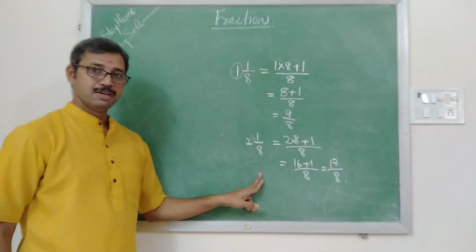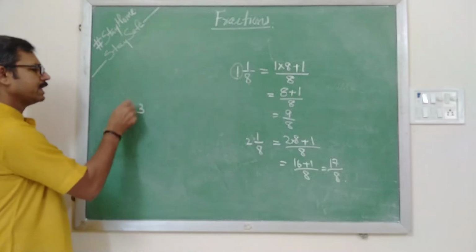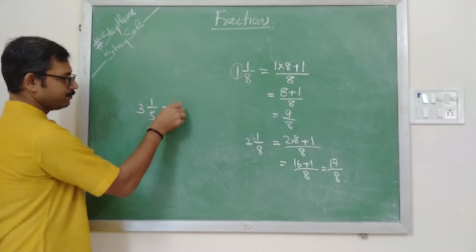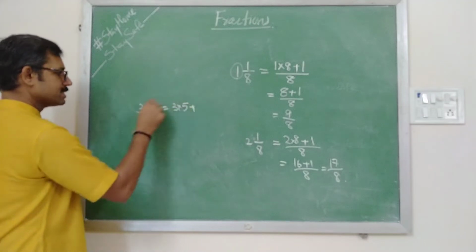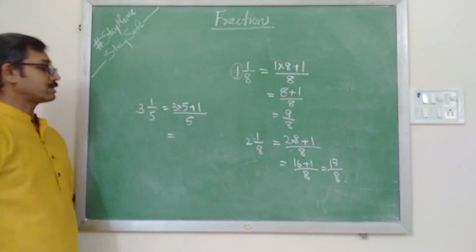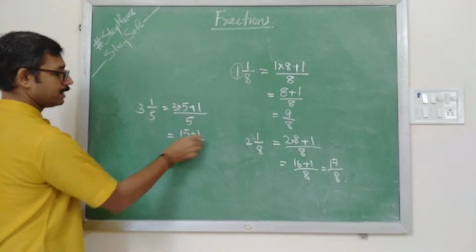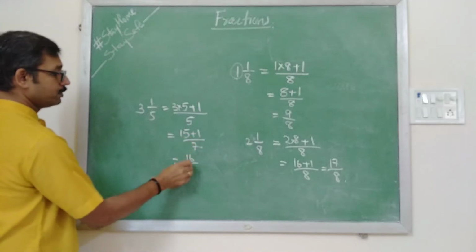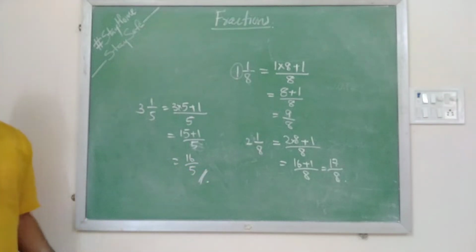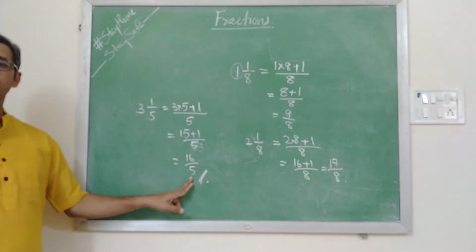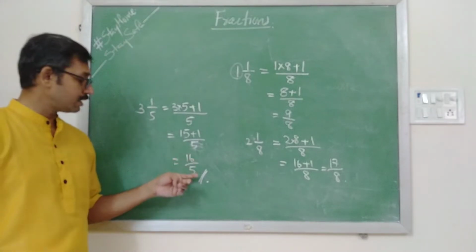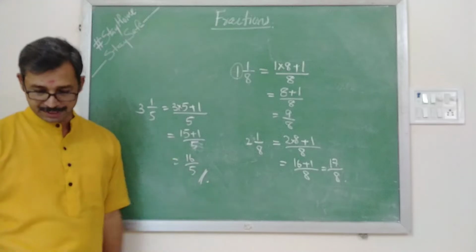Understand? Like that, any number you can do now. Take 3 integer 1 upon 5. Now here what you will do? 3 into 5, correct? 3 into 5, then plus the numerator 1, upon the denominator 5. Actually it is 3 fives are 15 plus 1, that is 16 upon 5. Understand? This is the conversion of a mixed fraction to an improper fraction. Why is it an improper fraction? Because its numerator is greater than the denominator. Do it.